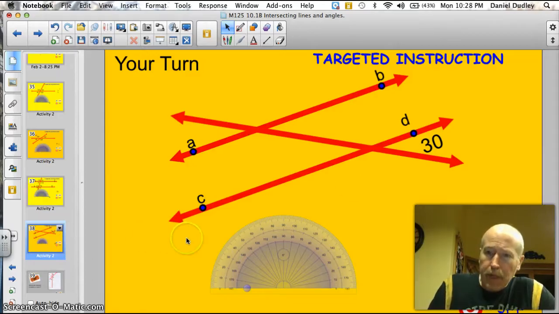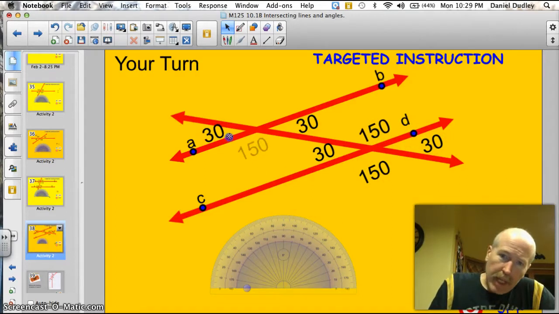All right. Well, if this angle is 30, this angle has to be 30, and this angle has to be 30, and this angle has to be 30. Remember, if these 2 lines of AB and CD are parallel, a line intersecting them will create equal angles. All right? This bad boy's got to be 150 because 30 plus 150 equals 180. This has got to be 150. This has got to be 150. And this has got to be 150.